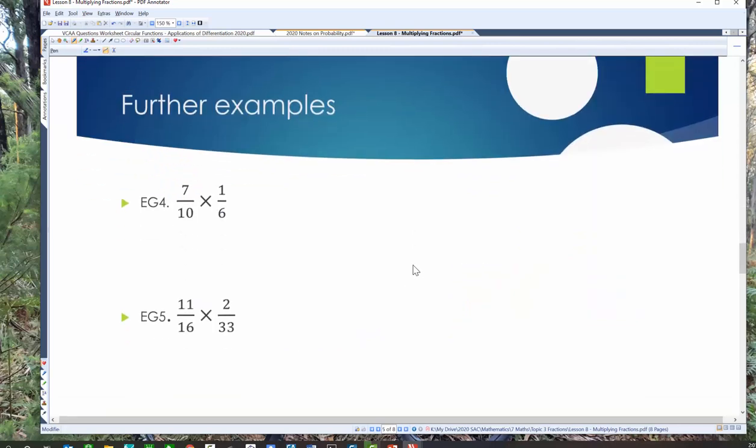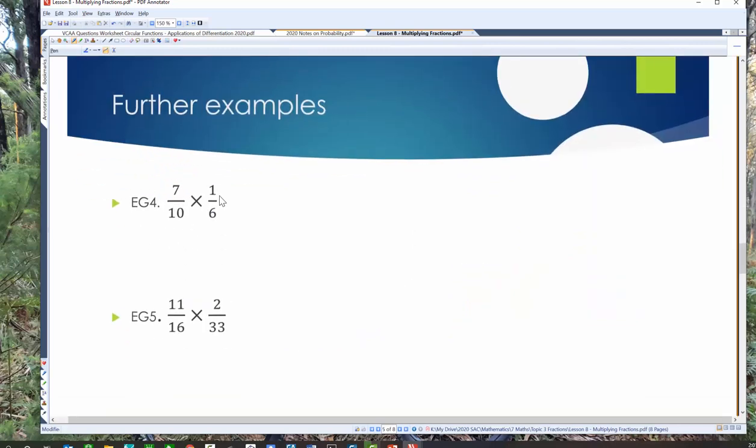So here's some further examples. For this one here, what we're going to do is simply see if we can find or simplify these fractions. 7/10 and 1/6 can't be simplified. So we're going to go ahead and multiply. 7 times 1 equals 7, 10 times 6 is equal to 60, and the answer is 7 on 60. So 7/10 of 1/6 is 7 on 60.